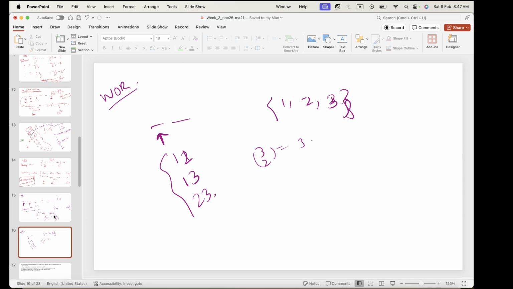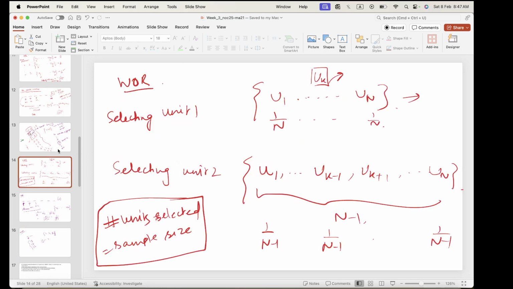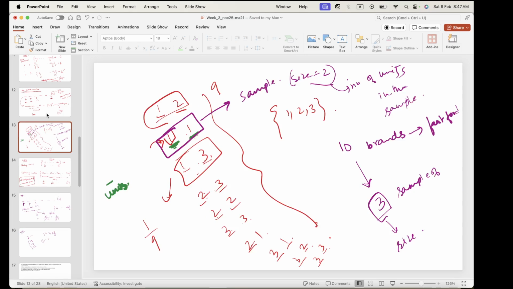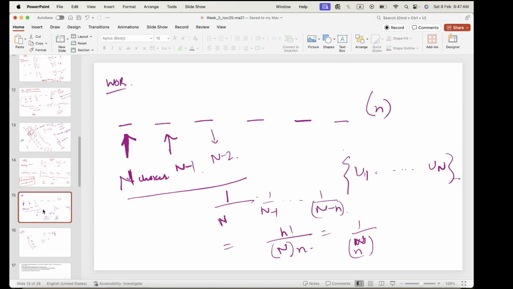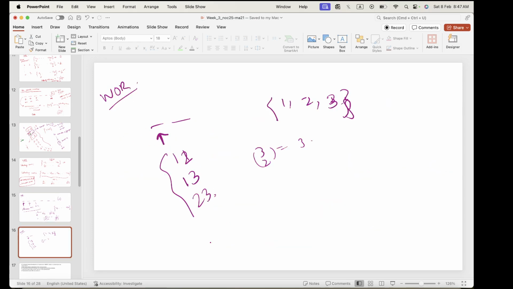Whenever I am talking about with replacement sampling in a broad sense, we should consider that 1 2 and 2 1 are different. But typically when I'm talking in terms of without replacement, I am not concerned about the order.